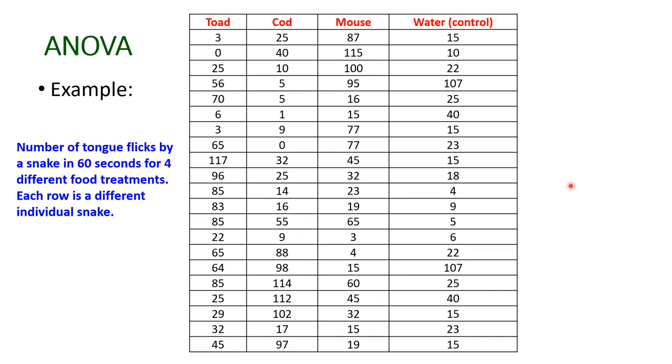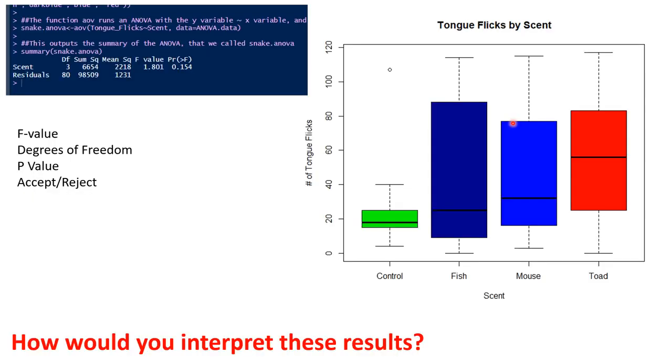The data in the RStudio example that we're going to go through is another example of an ANOVA that we could do in RStudio. In this case, we've got 4 different scents, and we looked at the number of tongue flicks a snake gave to a Q-tip coated in one of these scents over 60 seconds, right? So we had a Q-tip that was rubbed on a toad, one that was rubbed on cod, one that was rubbed on mouse, and one that was just dipped in distilled water as our control. Okay? This is the number of tongue flicks by each snake over the course of a minute for each of the 4 scents. We throw that into RStudio.